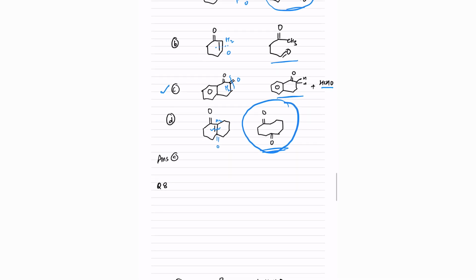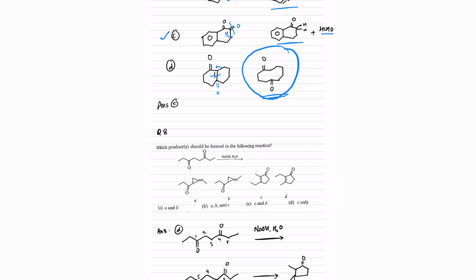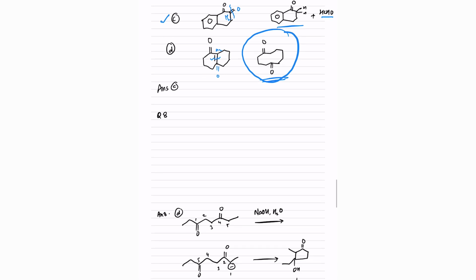Now come to question number 8, in which they are asking which product should be formed in the following reaction. So in this reaction, again this is an intramolecular aldol. Let's see how it is happening. So I have this compound given. I have taken NaOH and H2O.